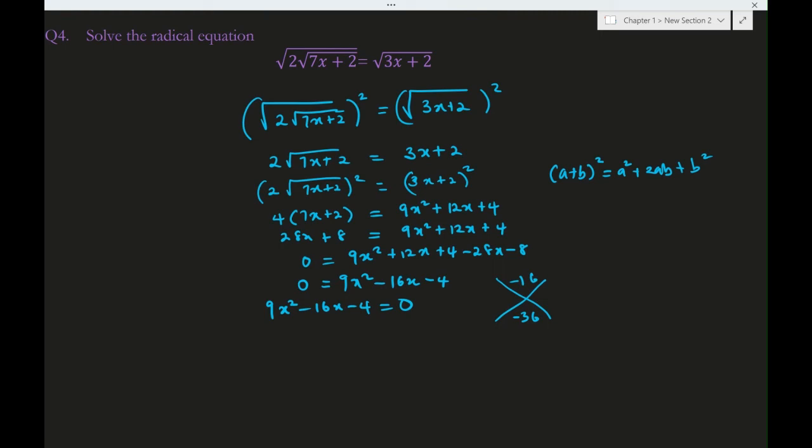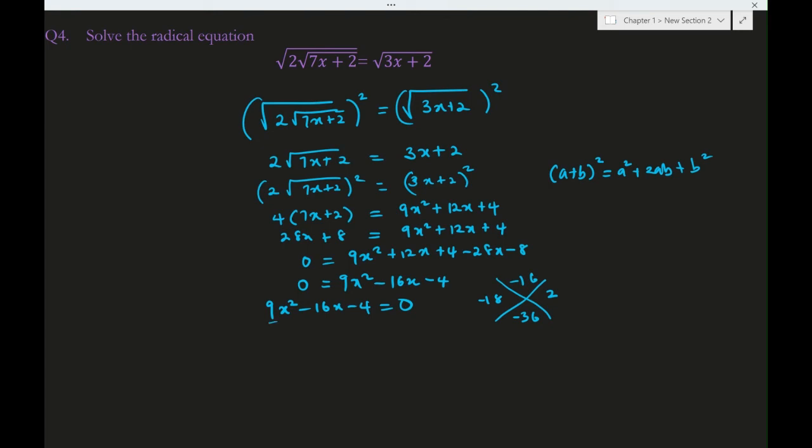So we have to look for two factors that we can multiply to give us minus 36, and we add to give us what? Minus 16. So I think we can use minus 18 and what? And 2. Minus 18 times 2 will give us minus 36. Minus 18 plus 2 will give us minus 16.